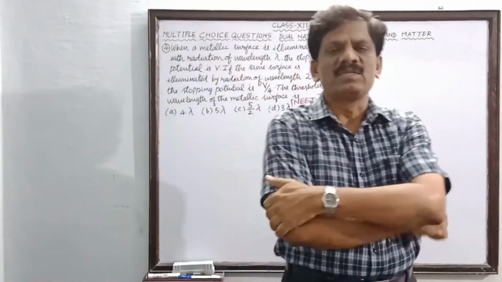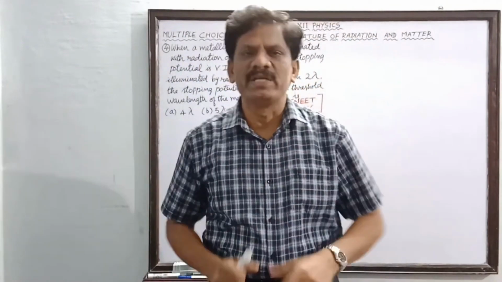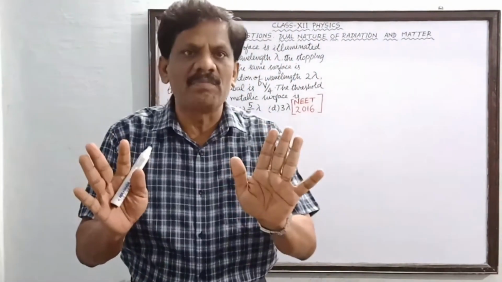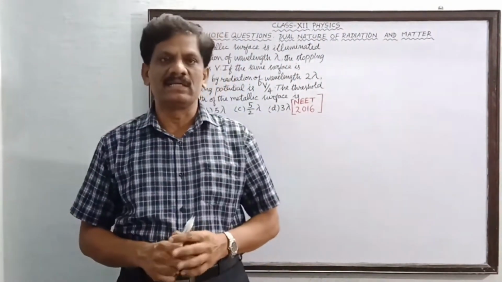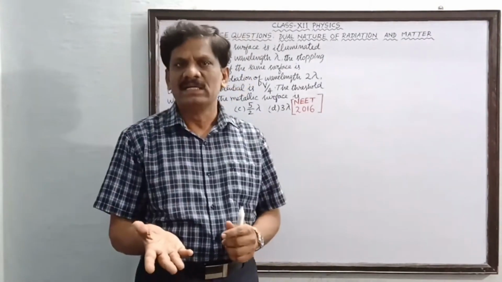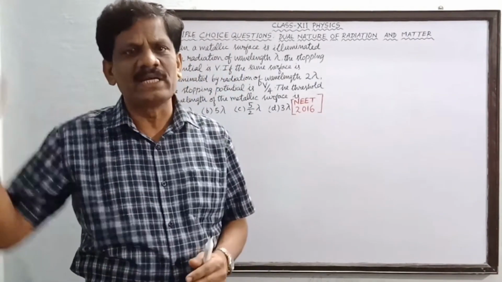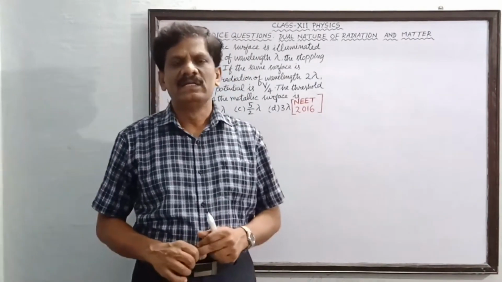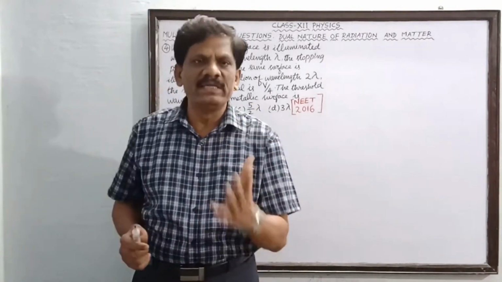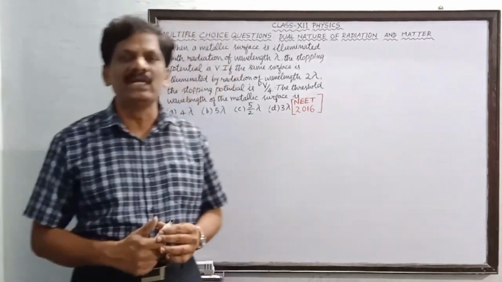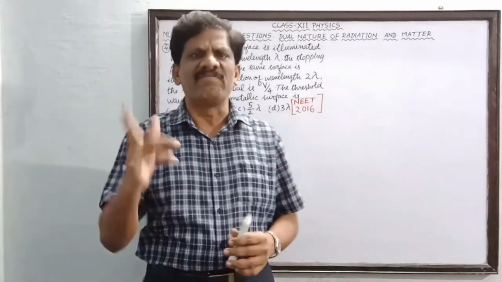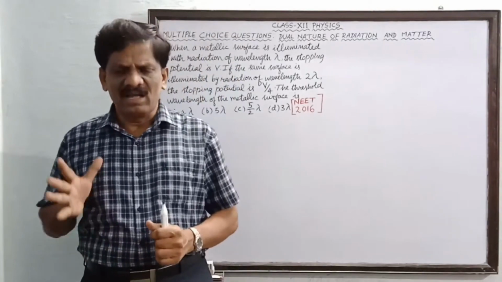Now first of all, my dear students, what do you mean by stopping potential? You tell me. Stopping potential means it is the work done to stop the fastest photoelectron. Even the fastest photoelectron has to be stopped, which means work has to be done. And the work done is equal to the initial kinetic energy of the photoelectron, that is half mv square maximum, or it is also equal to e into V naught, where V naught is the stopping potential.